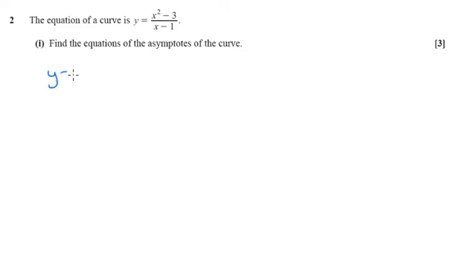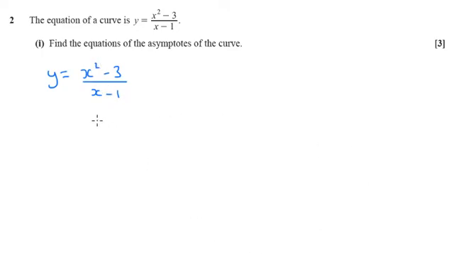Okay, question 2 has given us (x squared minus 3) over (x take 1), so another rational function, and it wants us to find the equations of the asymptotes of the curve. Now, first thing to notice is that this is a top-heavy fraction. The highest power of x is bigger than the highest power of x on the bottom.